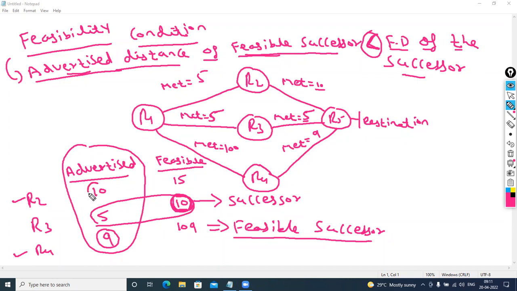If we talk about R2's value, it is exactly the same, right? So I will not elect this path as the feasible successor. This value is lesser compared to the feasible distance of the successor. That's why it will elect this path as the feasible successor. The value should not be equal as well. It should be less. Can you see it? Should be less. Now clear?